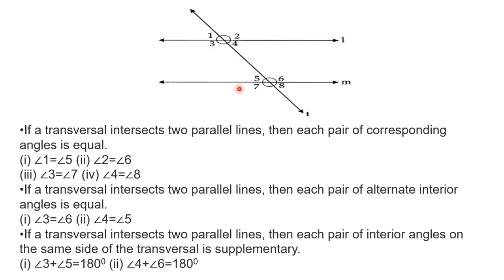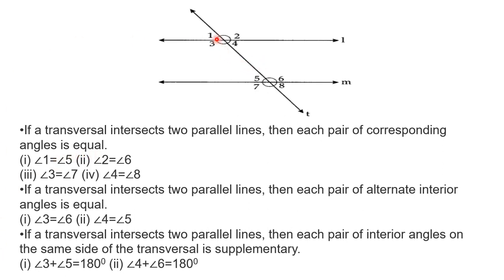Angle number 3 and 7, these two are also equal. Angle 4 and angle 5 are also the pair of corresponding angles. So wherever a transversal intersects two parallel lines, then each pair of corresponding angles is equal.